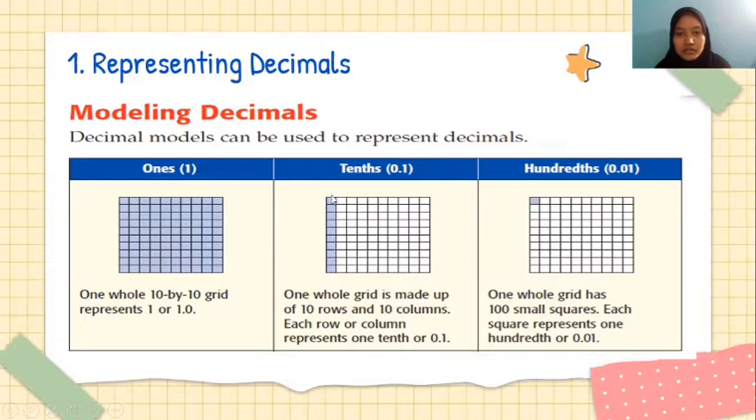So this is the tenths. And next, hundredths or 0.01. 1 whole grid has 100 small squares. Each square represents 1/100 or 0.01. So this is the hundredths.